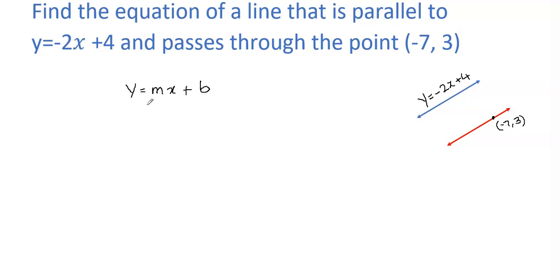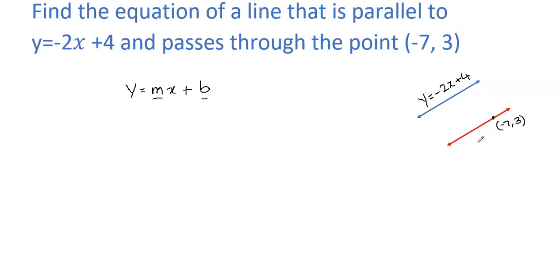Now to write the equation of a line, we only need two things. We need to find the value of m, which represents the slope, and b, which is the y-intercept. If we can find the slope and the y-intercept, we'll be able to write the equation of this line. Now, we know that these two lines are parallel to each other.